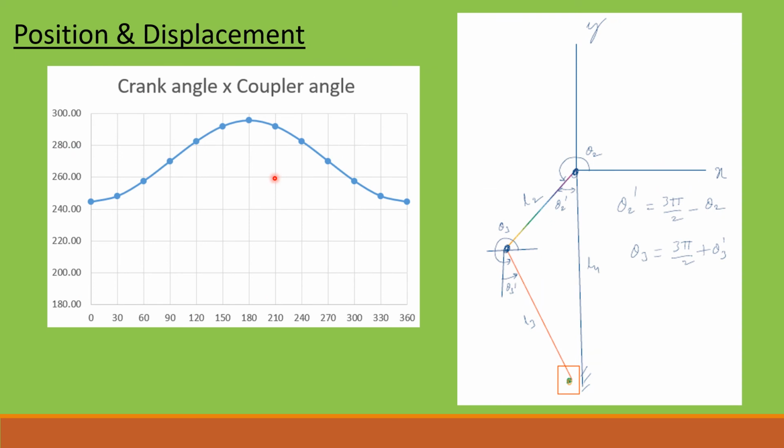In this graph, we have plotted crank angle versus coupler angle. Crank angle on the horizontal axis 0 to 360, coupler angle on the vertical axis. So this is the graph. At 0 degrees and similarly at 360 degrees, we can get minimum coupler angle. At 180 degrees, you can get coupler angle is maximum.